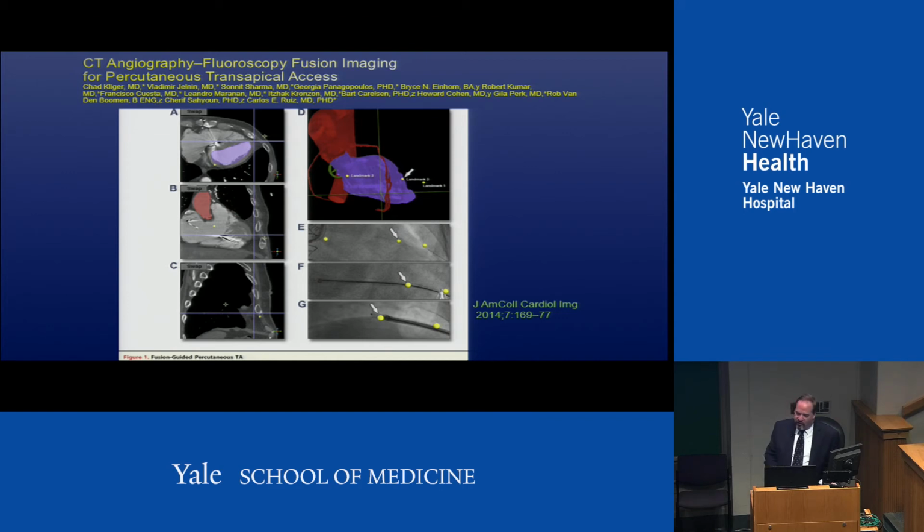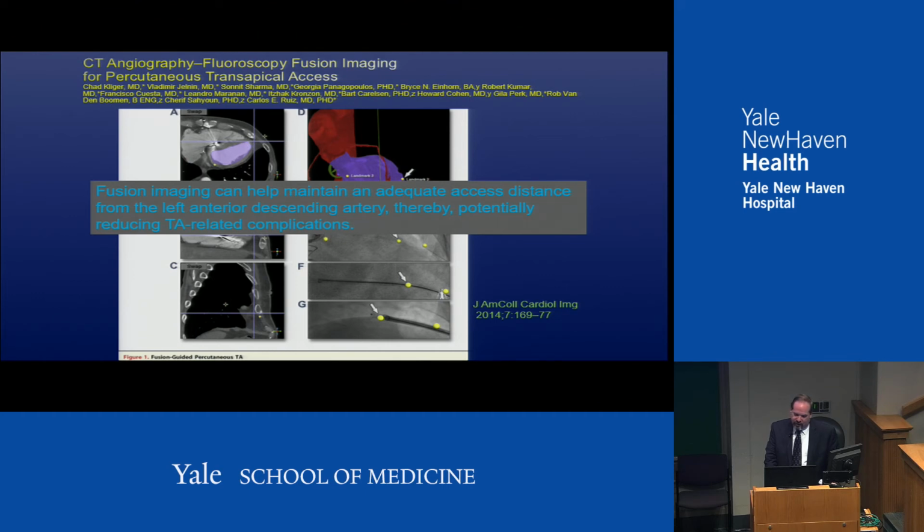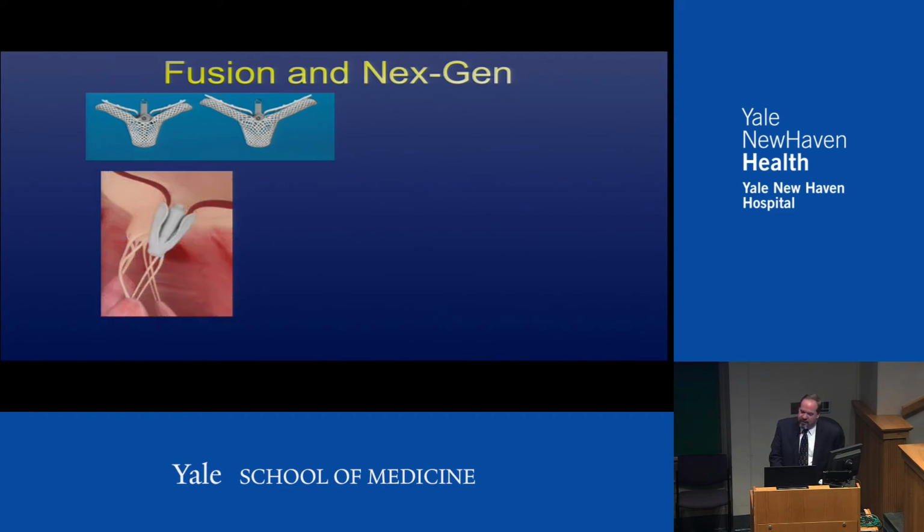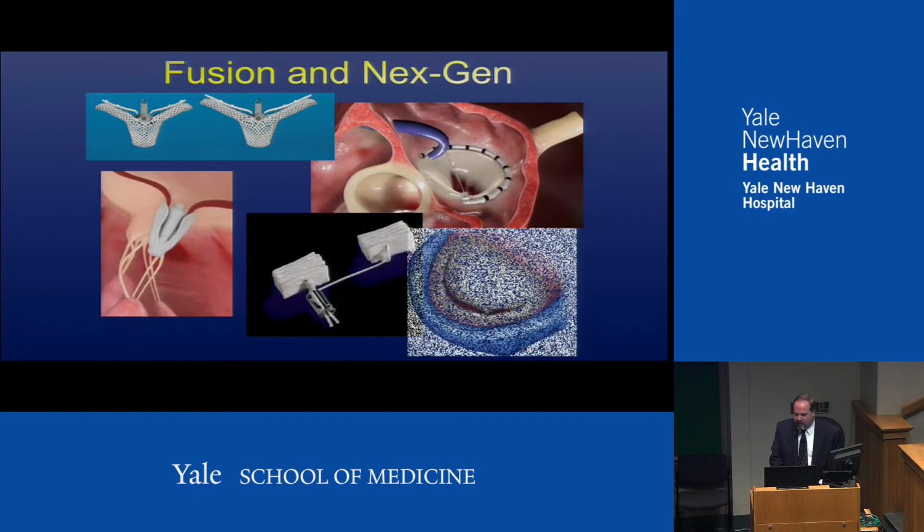And so there are all sorts of opportunities to be able to do things in the future. Fusion imaging is really important for access, the distance, making sure that you aren't next to the LAD in this study, and reducing the complications, including things like a more percutaneous treatment of LVADs and other things that require an apical approach. The next generation includes bigger clips, the Pascal device, Cardioband, other things.